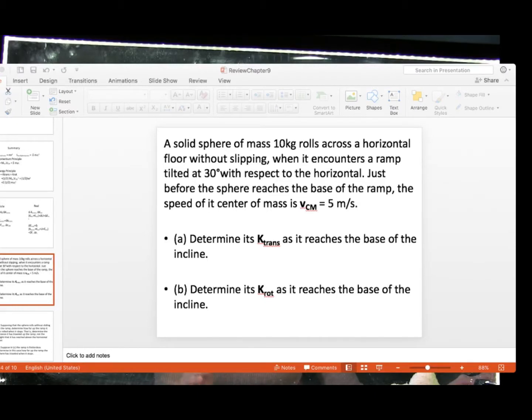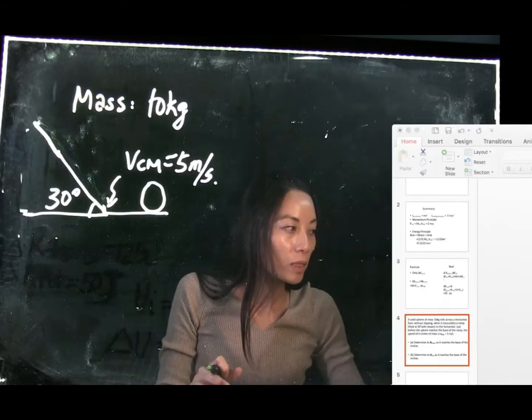So we have, in this case, a solid sphere of mass 10 kg rolling across a horizontal floor without slipping. Without slipping meaning that it grips the floor, and there is a combination of translational motion and rotational motion. So when it encounters a ramp, which is tilted at 30 degrees with respect to the horizontal, it starts to move up the ramp. So the first part, let's determine the translational kinetic energy as it reaches the base of the incline.